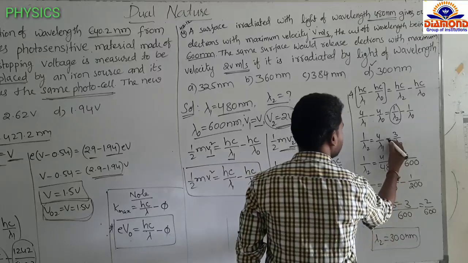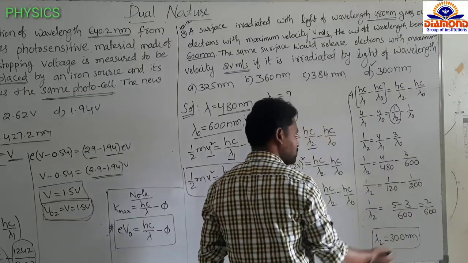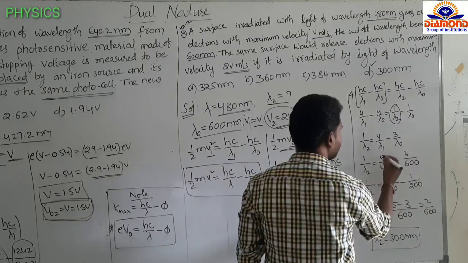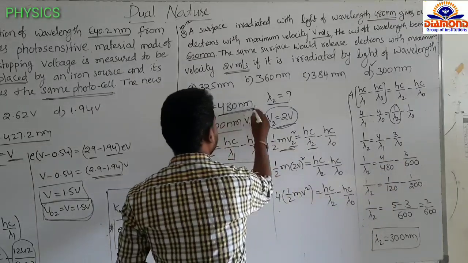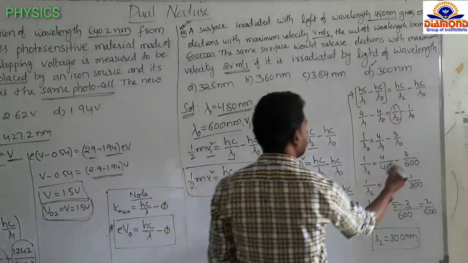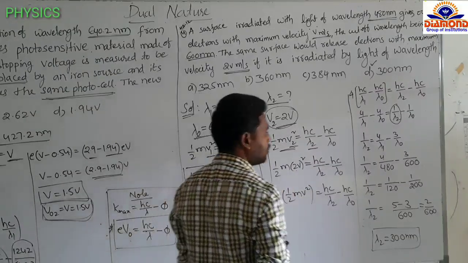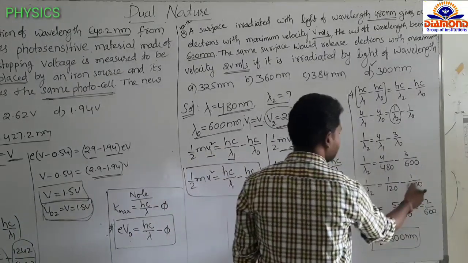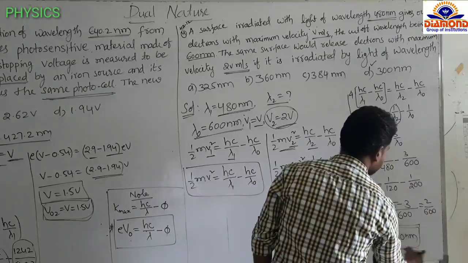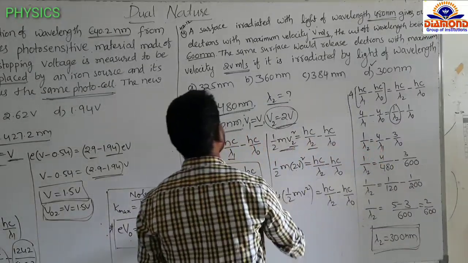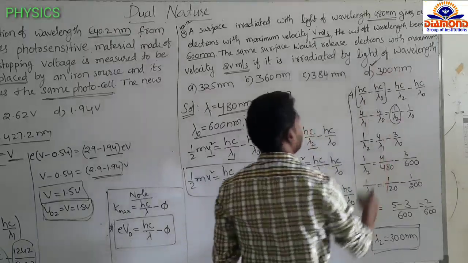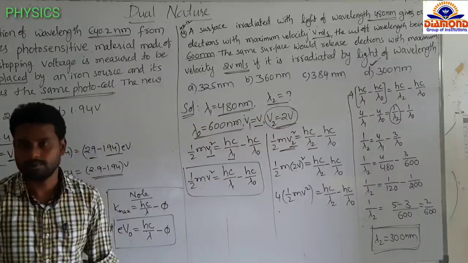For simplification we will get minus 3 by lambda naught. Now substitute the values: 1 by lambda 2 equals 4 by lambda 1, where the value is 480 nanometers as given, and lambda naught, the cutoff wavelength or threshold wavelength, is given as 600 nanometers. Substitute here and simplify, and you will get the wavelength as 300 nanometers. Okay, the answer is option D. Like this you have to solve the problems.